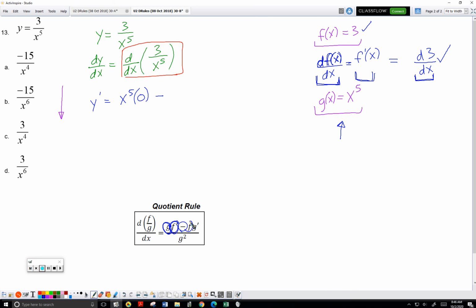Now it says f. F is equal to 3. And now I have g prime. Same thing again. G prime is the same thing as d over dx of g. But g is the same thing as x to the 5th. So this is d of x to the 5th divided by dx. So that's what gets written here: d over dx of x to the 5th, and all of it is divided by g squared.